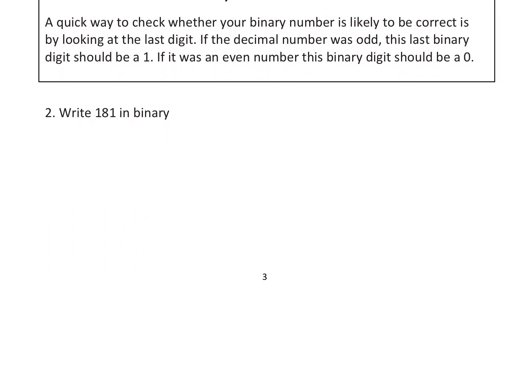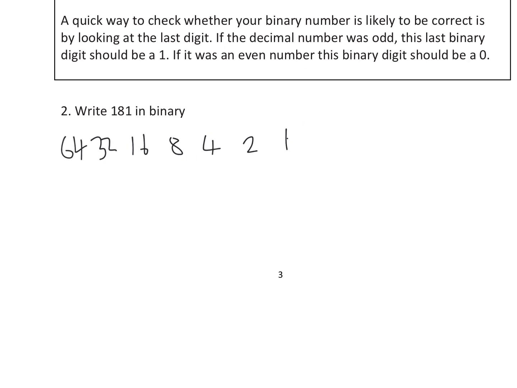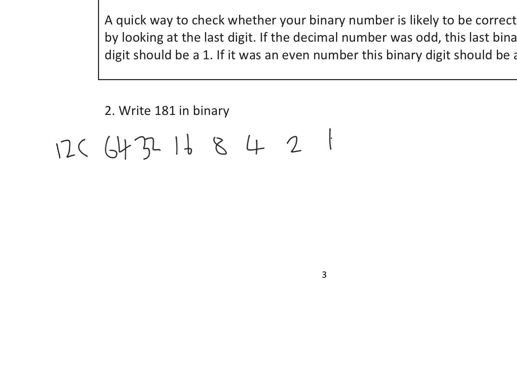So let's try 181. We need to, as usual, get really familiar with our columns. So our columns are 1, 2, 4, 8, 16, 32, 64, 128. And I don't go further than that because this number is smaller than 256. But the first number, 128, will fit in. So 181 minus 128 gives a remainder of 53. So 128 did fit in, but we've got 53 left.